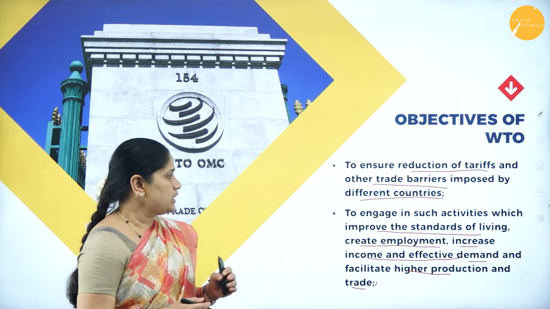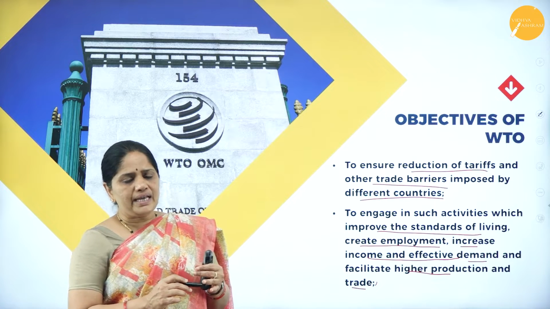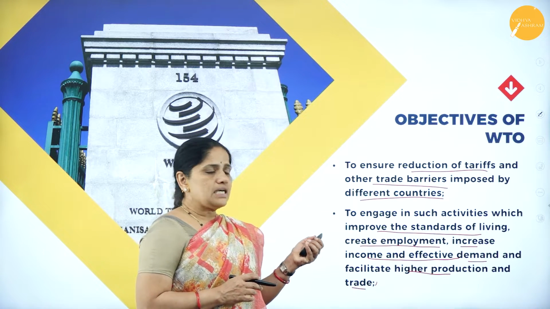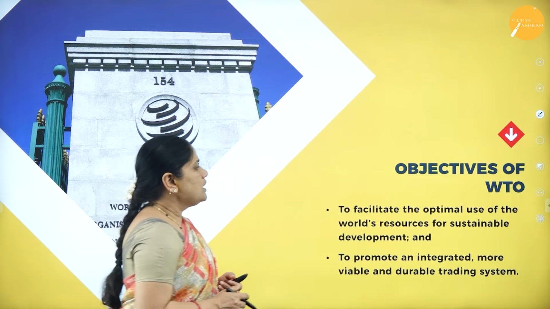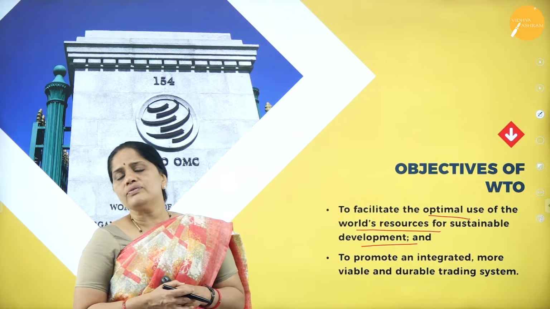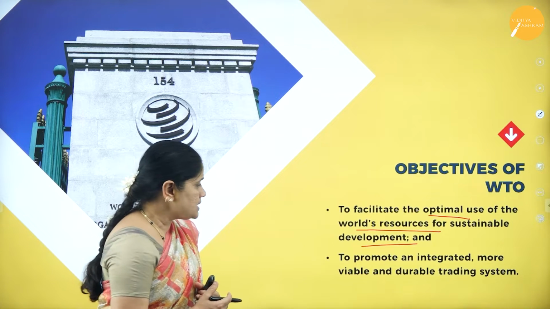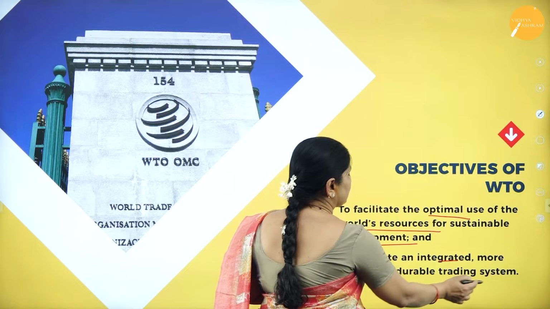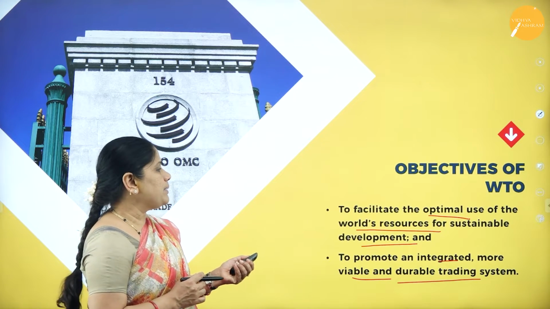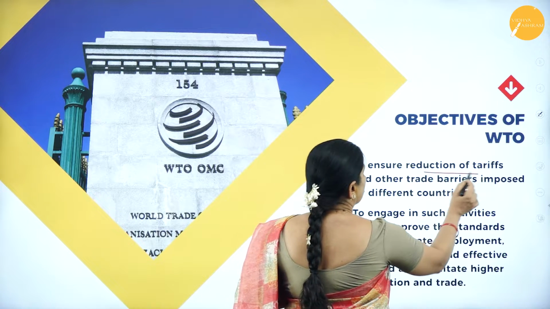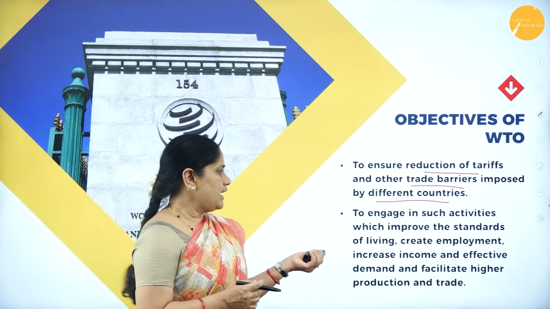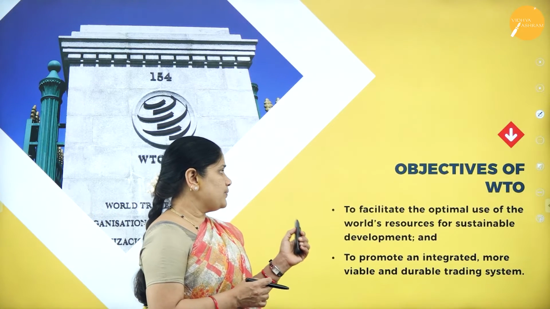So, the next objective of WTO is to improve the standard of living of the people, increase income and effective demand, and facilitate higher production and trade. So, these are the objectives of world trade. The next objective is to facilitate the optimum use of the world's resources for sustainable development, and to promote an integrated, viable and durable trading system among the member nations, to ensure reduction of tariffs and other trade barriers imposed by different countries. It also sought to improve the standard of living and facilitate higher trade activities between nations.